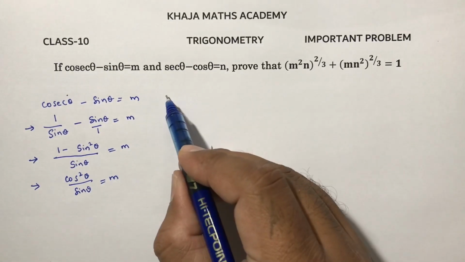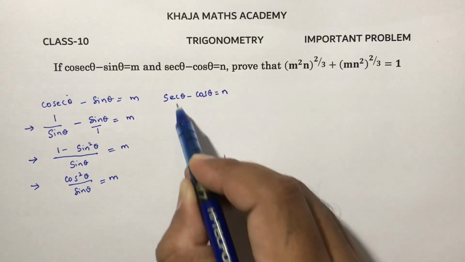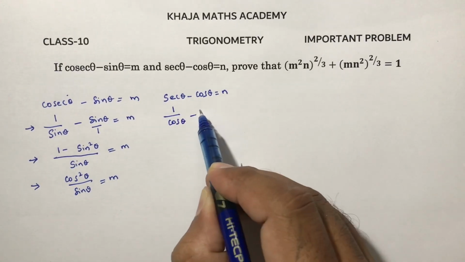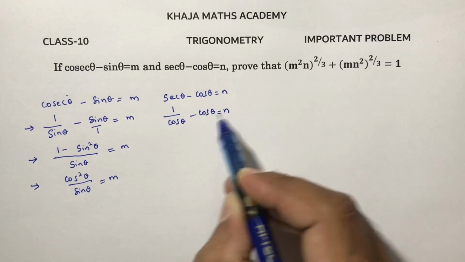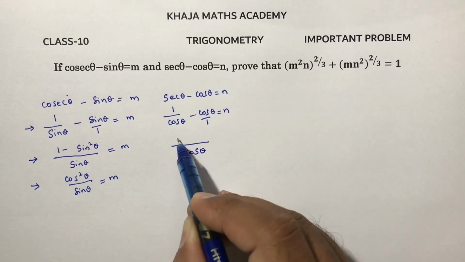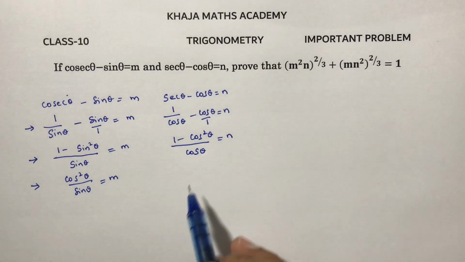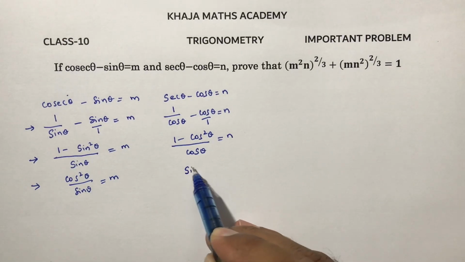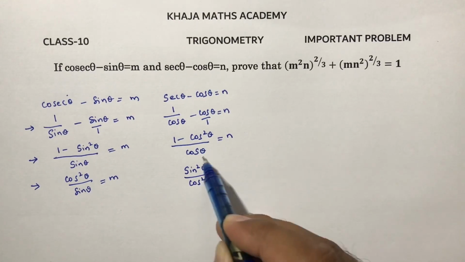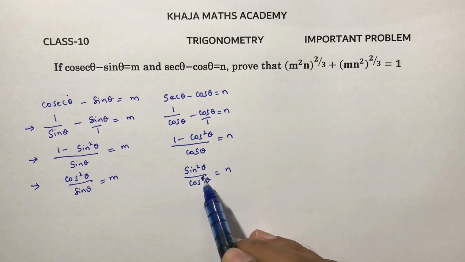Now in the same way, sec theta minus cos theta equals n is given. Sec theta you can write as 1 by cos theta, minus cos theta equals n. If you take LCM here, LCM is cos theta. So 1 minus cos square theta equals n. 1 minus cos square is nothing but sin square theta. Sin square theta by cos theta equals n.